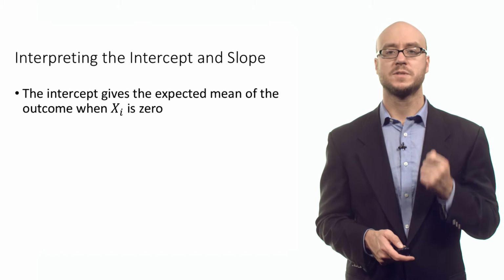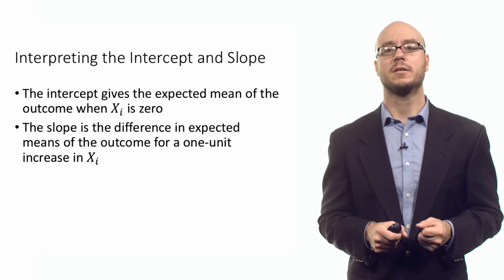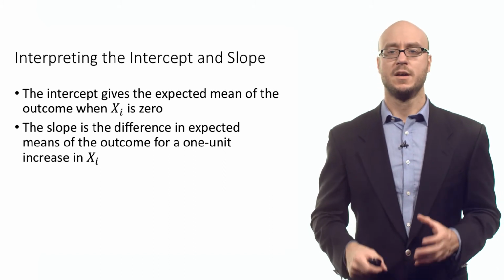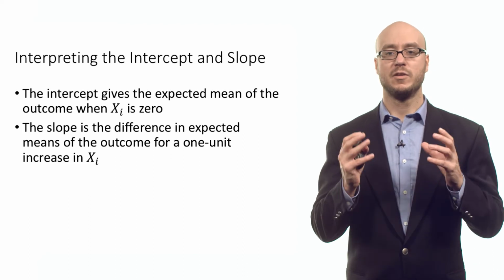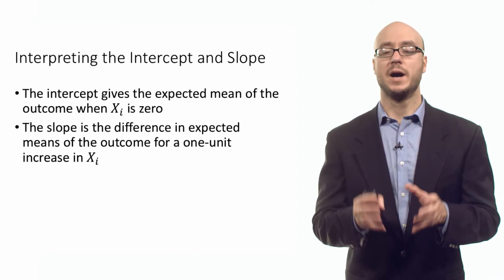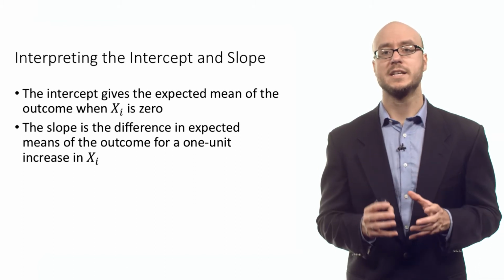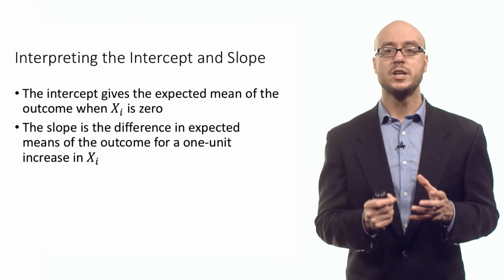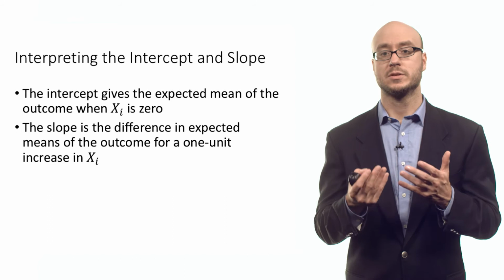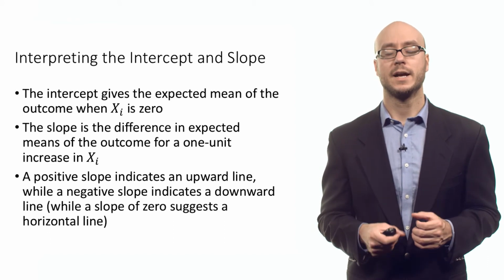When the number of cricket chirps is 0, that's the intercept. The slope is the difference in expected means of the outcome for a 1 unit increase in x. Typically people interpret the slope as saying for every 1 unit increase in the x variable, the outcome is going to increase by whatever the value of b1 is, whatever the value of the slope is. So in this case, we would say for every 1 unit increase in cricket chirps per minute, we expect the temperature to increase by 0.23 degrees Fahrenheit.